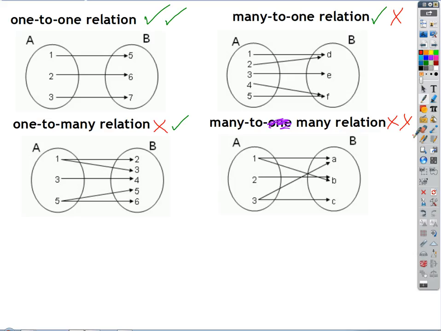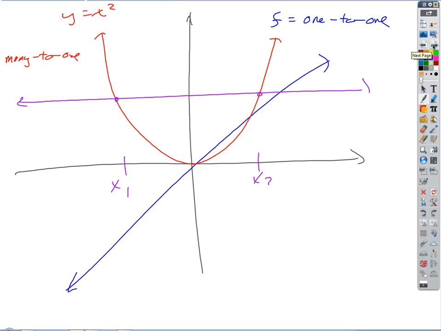Okay, so now let's go back to this picture. So what do you see? So the blue is a 1-to-1, right? Okay. The red is a many-to-one. What might be an example of a one-to-many relation?